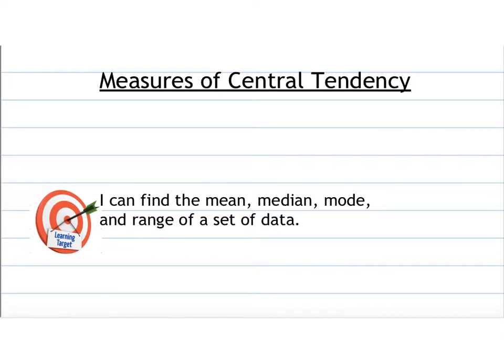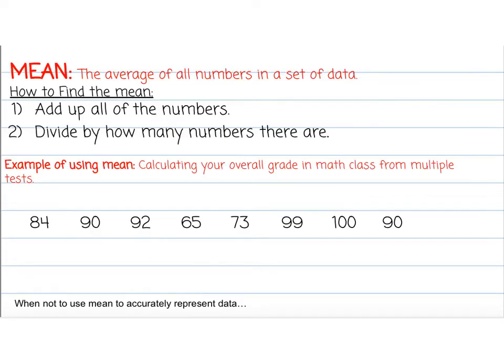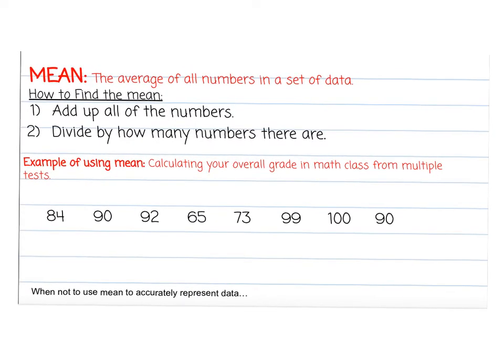I can find mean, median, mode, and range of a set of data. So the mean, and you've probably heard of some of these before, so we're just going to go with them step by step. You're going to practice a little bit, write down the steps for each one, and then practice, and you'll be great.